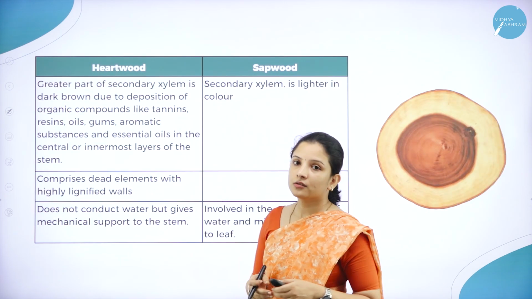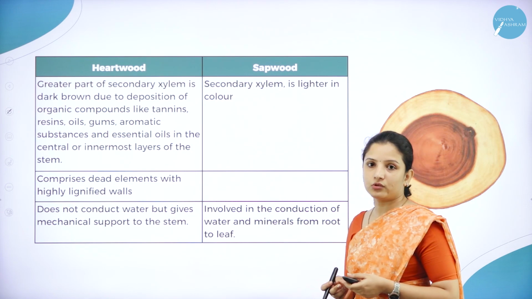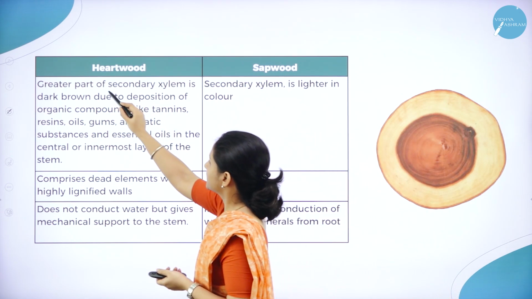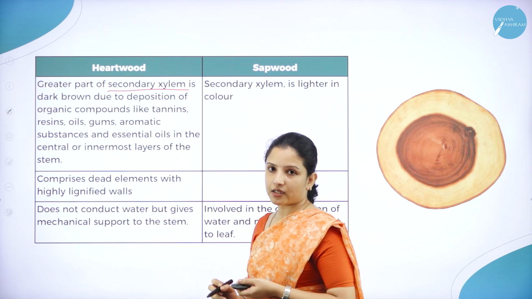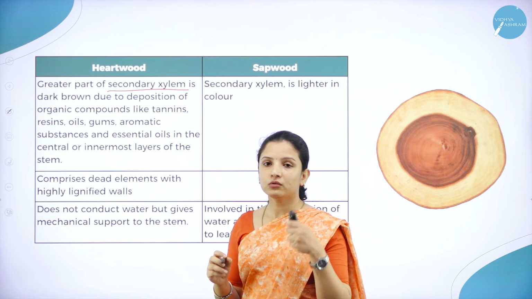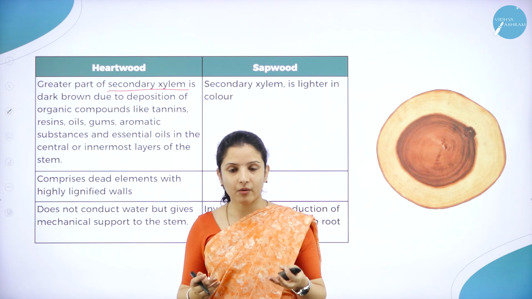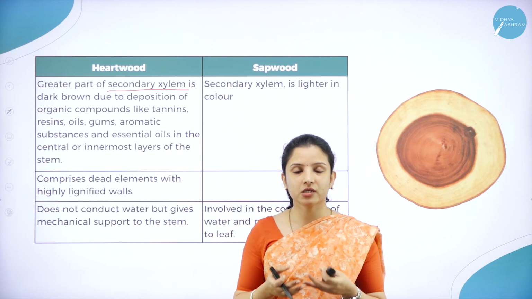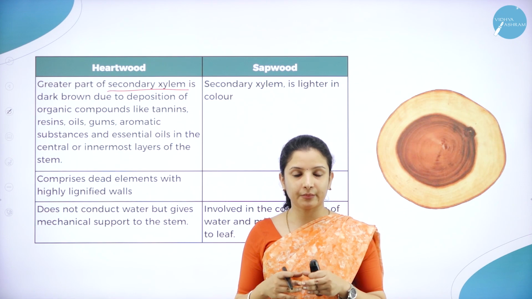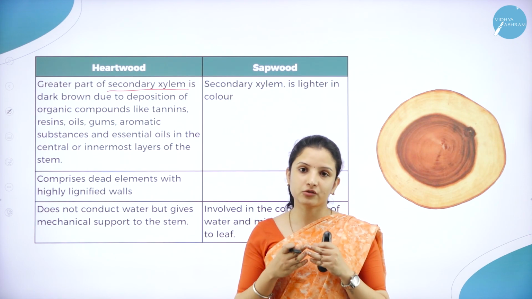Next, there are two more kinds of wood present. They are called the heartwood and the sapwood. In heartwood, a greater part of the secondary xylem is dark brown. Why? Because there is deposition. Any plant, in general, has certain chemical compounds present in it. These chemical compounds provide protection to the plants.